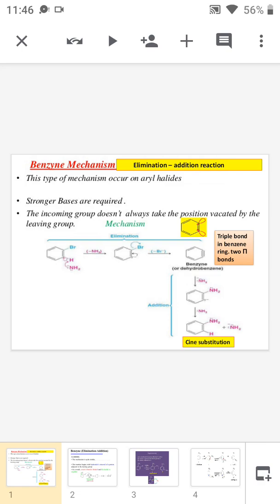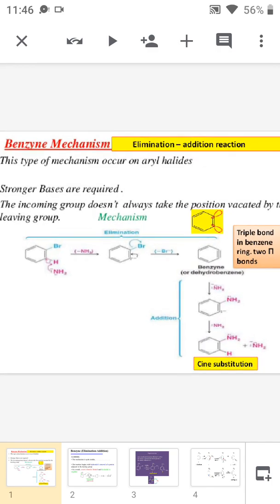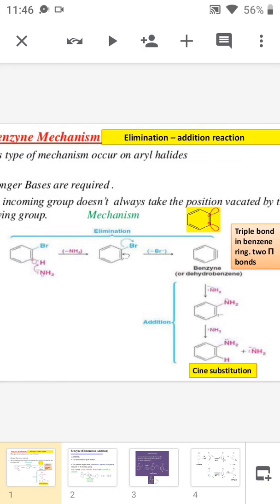The Benzyne mechanism is otherwise known as the elimination addition reaction, and this type of mechanism occurs in aryl halides, and a strong base is required for the reaction. An incoming group does not always take the position vacated by the leaving group. These are the basic features of the Benzyne mechanism. Now we are moving into the reaction.